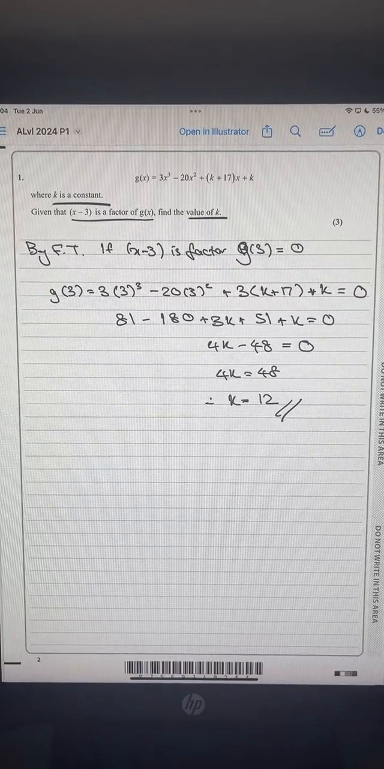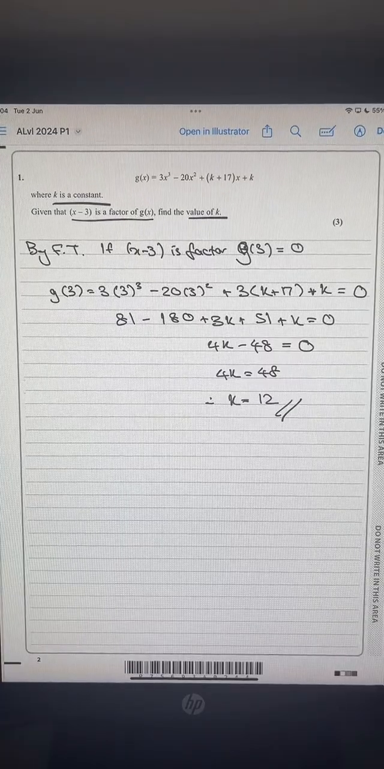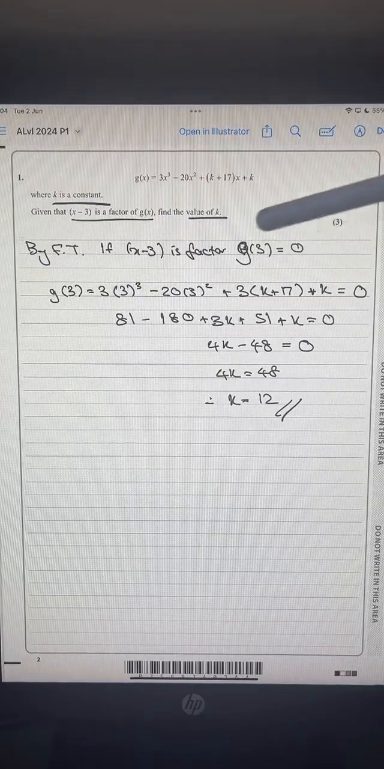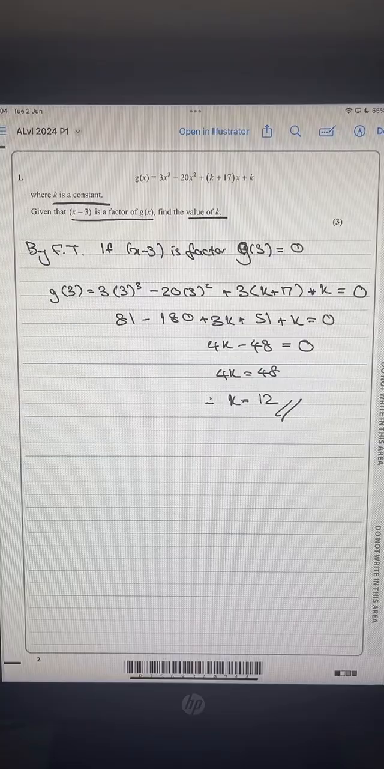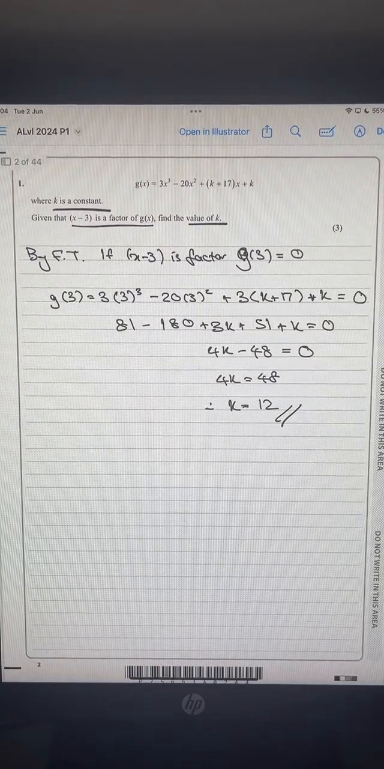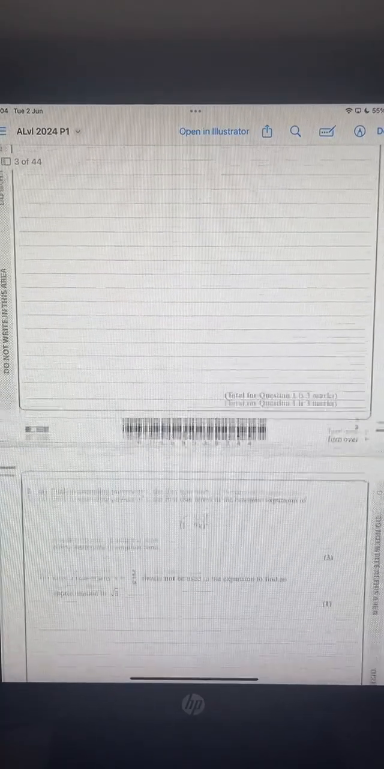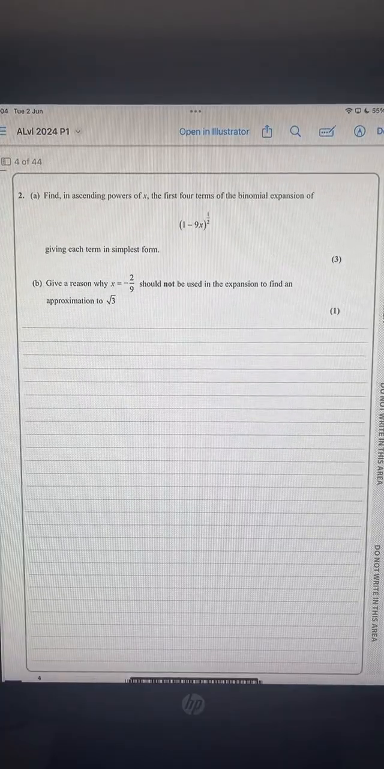Very nice 3 marks. Yes, Fred, this is A-levels. So very nice little 3-marker factor theorem question to start off the paper with. Hopefully that makes sense. My recommendation is to just state the fact that if x minus 3 is a factor, then g of 3 is equal to 0, just so they know that you know what factor theorem is. You can also do this by division, but I don't know why you would do that. That's much longer.